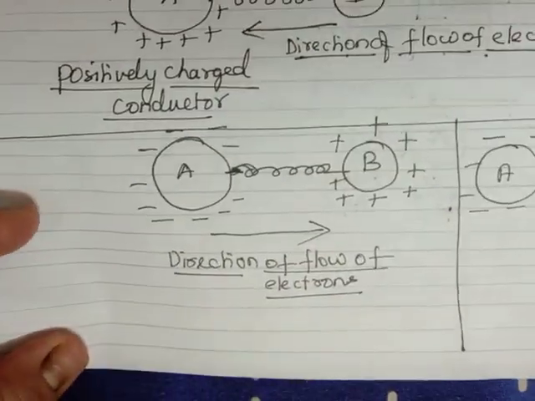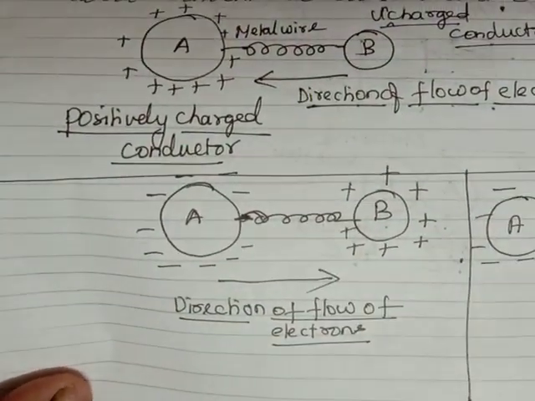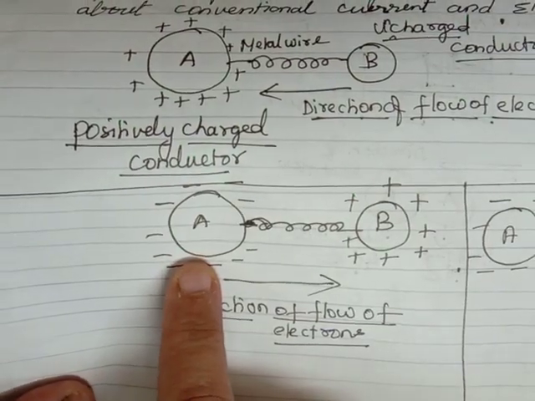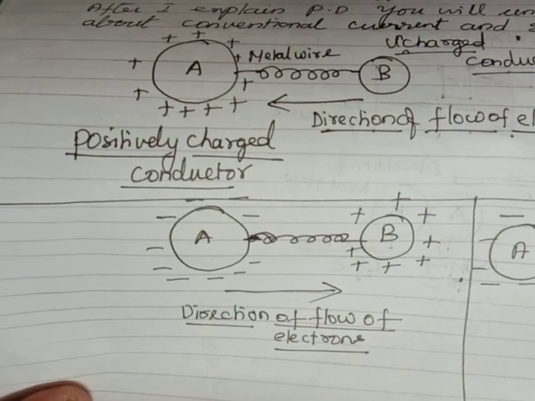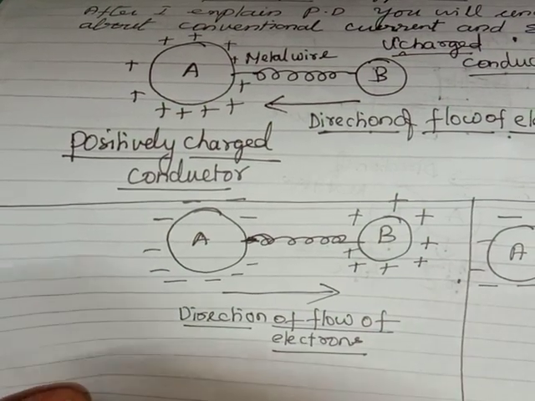Now let us come to the third diagram. See, this is very easy. A is a negatively charged body, B is a positively charged body. So from where will the electrons flow? Electrons will flow from A to B. Okay. So did you understand?